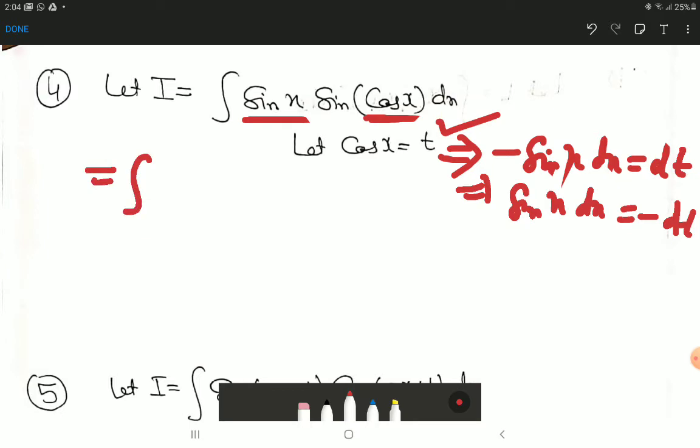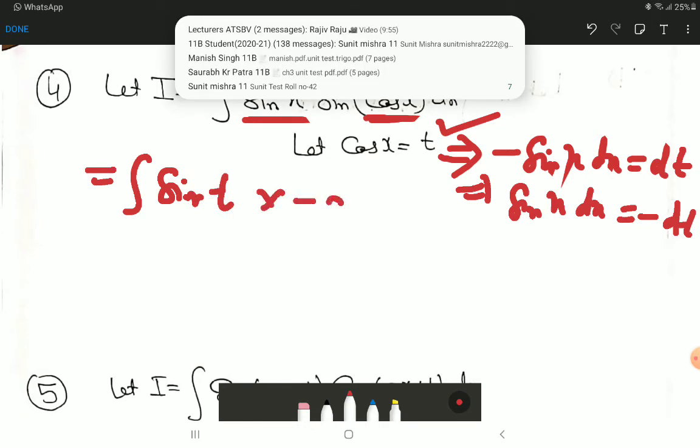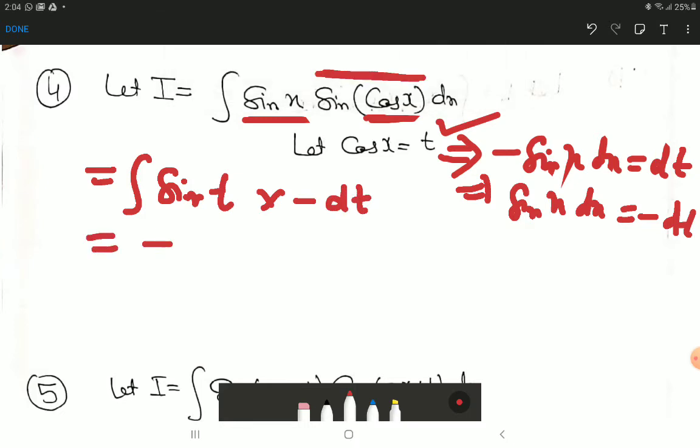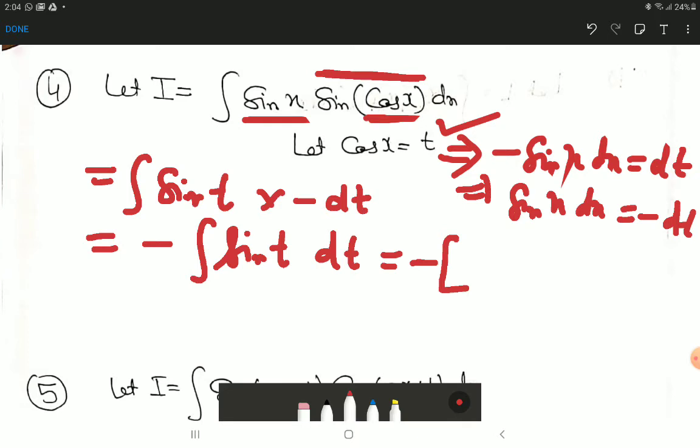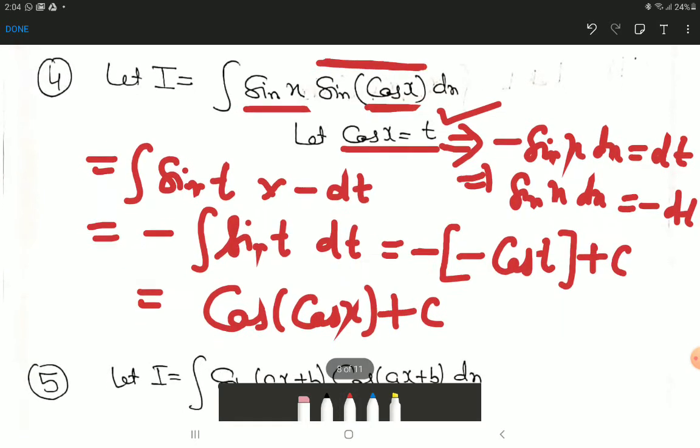So look here, I am starting from here. Sine of cos x. Cos x is t, so it is sin t into sin x dx is minus dt. This minus can be taken out. Integration of sin t dt. And you know very well that integration of sin x dx is minus cos x plus c. So integration of sin t dt will be minus cos t plus c. Minus into minus is plus, cos, and t was cos x. So cos of cos x plus c. So I think you have got it. Moving to one more example.